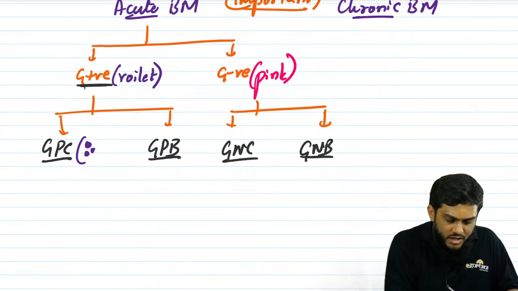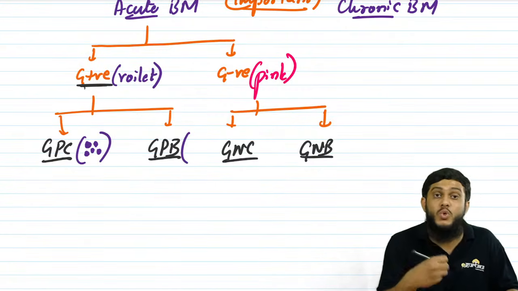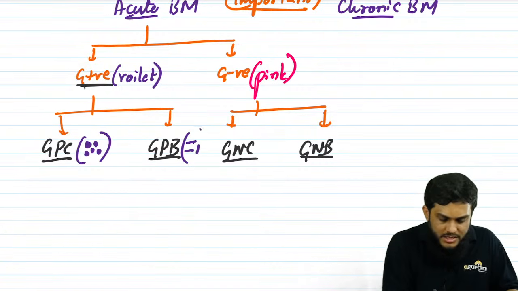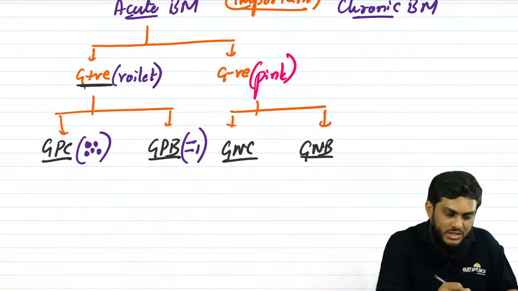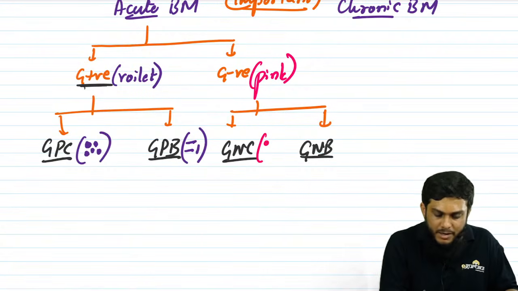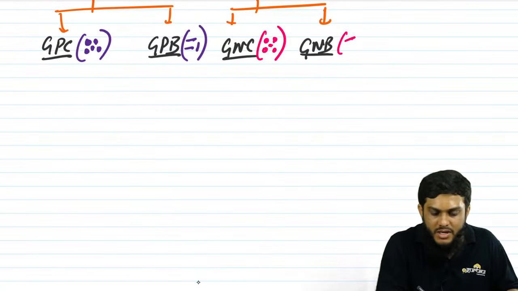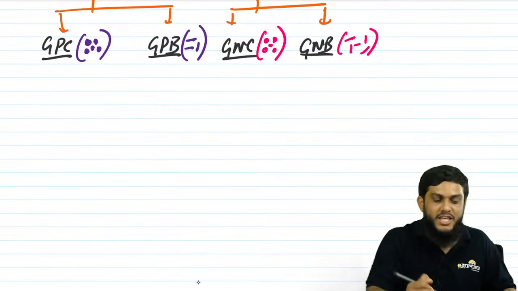Because they are cocci, they are round in shape. Gram-positive bacilli, because they are gram-positive, violet in color, and because they are bacilli, rod in shape. Now, if you talk about gram-negative, because they are gram-negative, they are pink in color, and because they are cocci, they are round in shape. Because they are gram-negative, they are pink in color, and because they are bacilli, they are rod in shape.